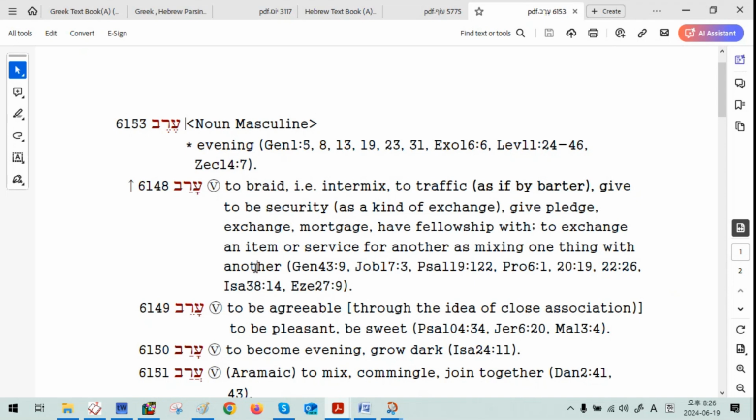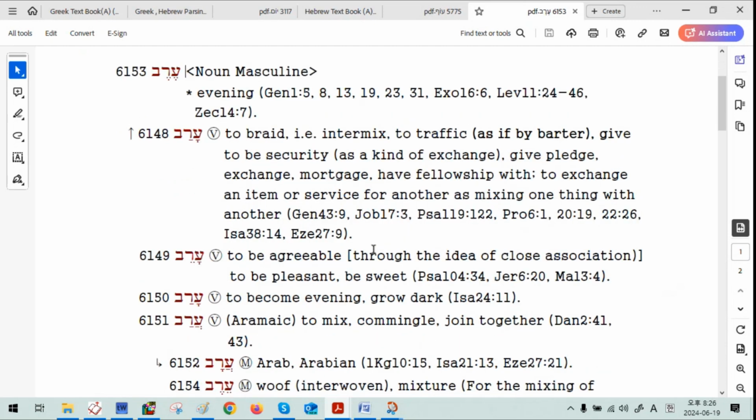Then Jesus was with these 12 disciples. Then they are going through the evening process, right? And they are going through the morning process too. So evening is where you give a pledge. You give to be security. Once you accept the knowledge of Christos Jesus, you say amen, you say yes, then you give to be security. It's a kind of exchange, right? And then you have fellowship with Christos Jesus.